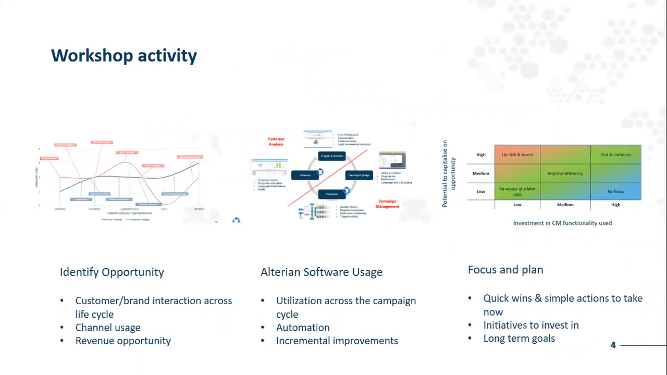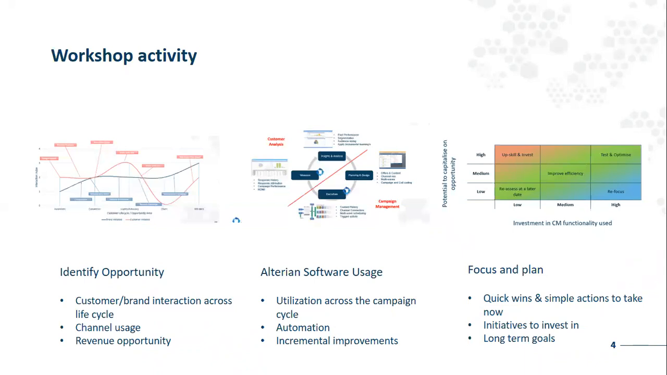So workshop activity is divided into three broad areas. The first one is all focused around identifying opportunity with the way that your customers interact with you and also the way that you as a brand would market to your customers, looking at things like different revenue opportunities within the data and also the channel mix that you use. So that's the first kind of group, is identifying opportunity.